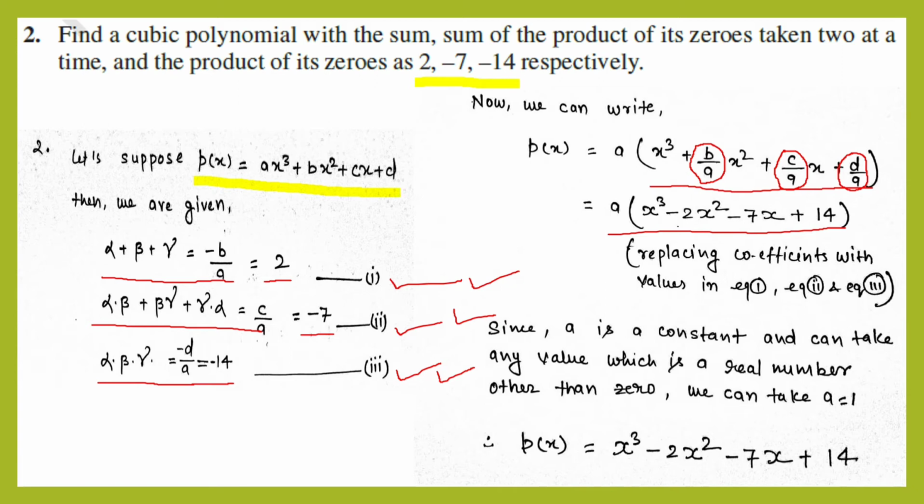Now, since a is a constant and can take any value which is a real number other than 0, in this particular case, we will take the value of a as 1, and then p of x will be x cube minus 2x squared minus 7x plus 14. You could have taken any other value of a, but for the matter of simplicity, we will take the value of a as 1.